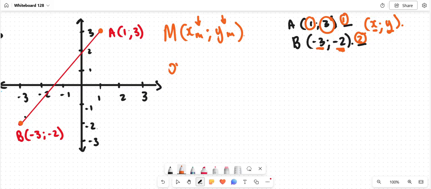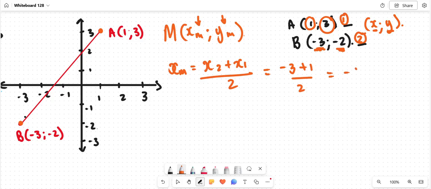So how do we calculate the x coordinate of the midpoint? The x coordinate of the midpoint is x2 plus x1 divided by 2. Again, these are labeled. I just need to substitute them correctly. So the x of 2 will be the negative 3. That is adding the positive 1, divided by 2. And thus we end up getting a negative 1.